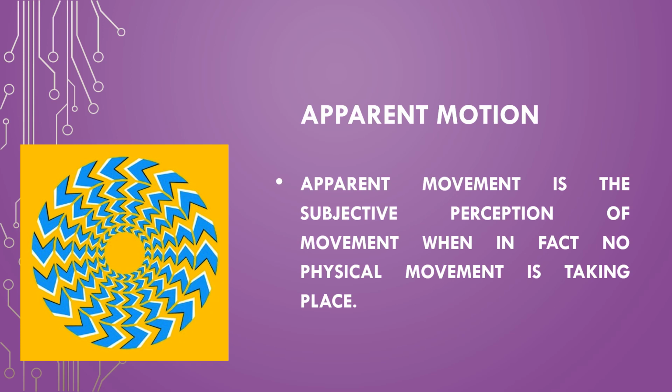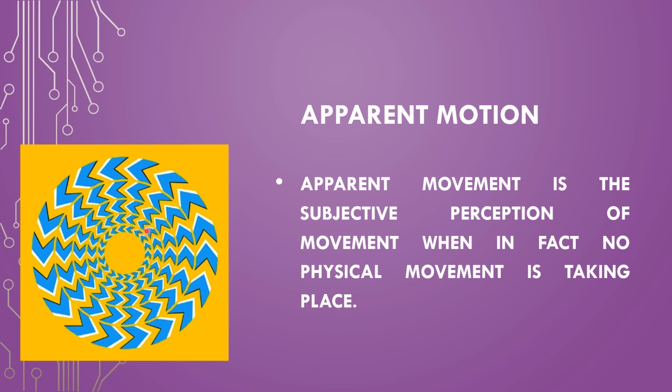You can do it at your home. Draw a picture of a person throwing a ball and have consecutive pictures of the ball in different spots along its path until in the last picture it is on the ground. Then flip all the papers quickly and it would appear that the ball was actually thrown. So that is apparent movement. It is a subjective perception of the movement when in fact no physical movement is taking place.